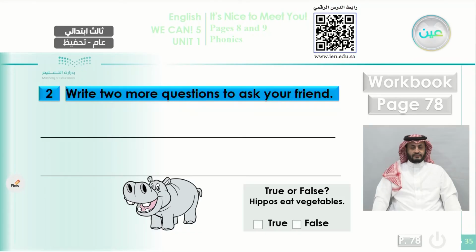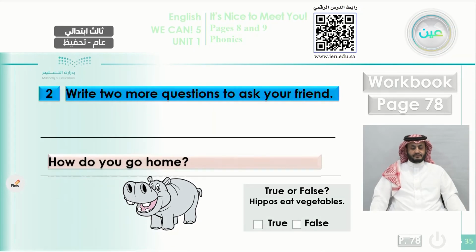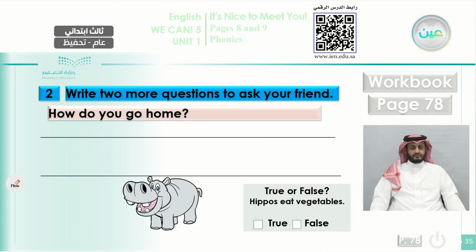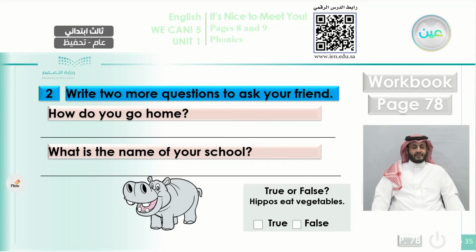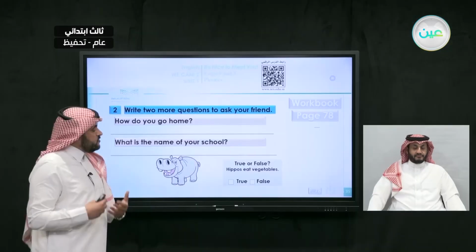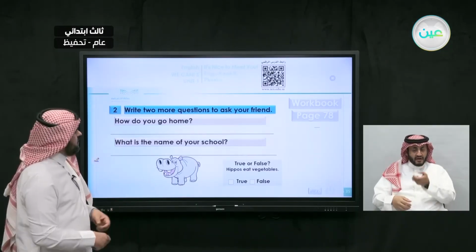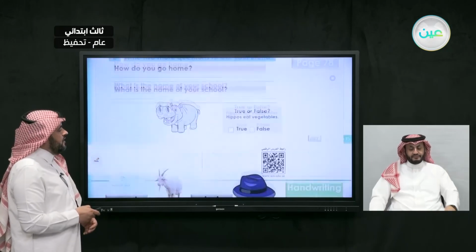Write 2 more questions to ask your friend. You can think of 2 more questions by your own to ask your friends. Like this one, for example, how do you go to school? Okay, he goes to school by bus, by car, or on foot, and so on. The other question, what is the name of your school? We suggest this kind of question, but you can ask any other questions. Now here we have an animal, it's called hippo. There is a very interesting question here. Hippos eat vegetables. Do hippos eat vegetables? You can search for this piece of information and find out the answer.